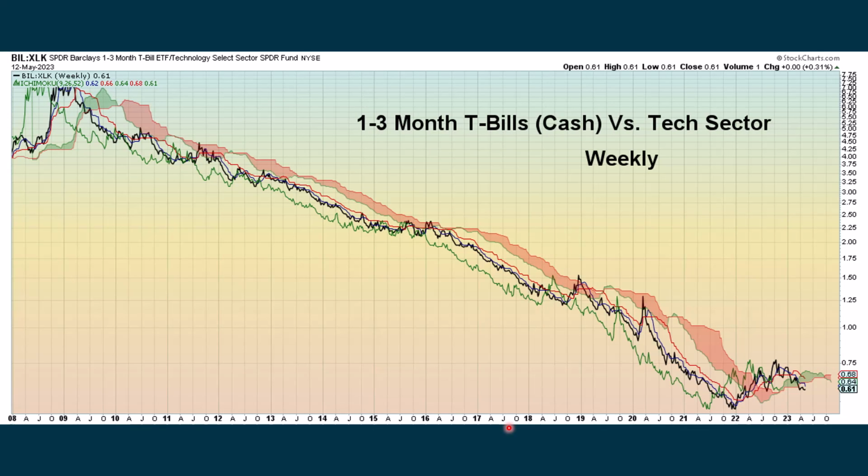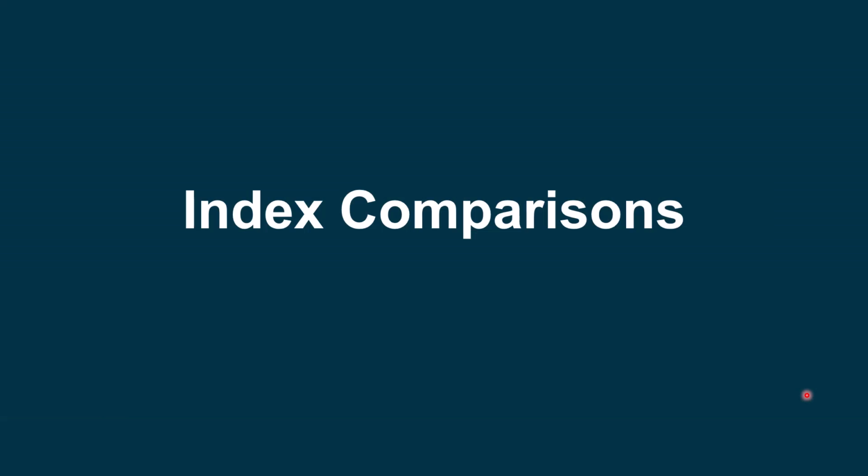Looking at cash and comparing it to the tech sector, when this black line is going down, that means the tech sector is doing very well. Well, at the beginning of 2022, we started to break above this Ichimoku cloud, and that produced an awful lot of trouble. Getting into the early part of 2023 and up to the current day, we're starting to see this line go down, which is positive for the tech sector.